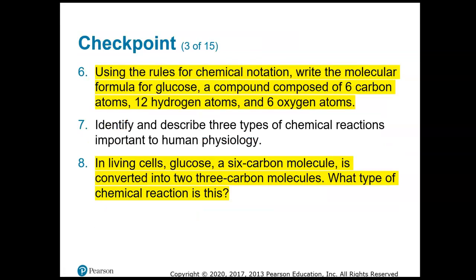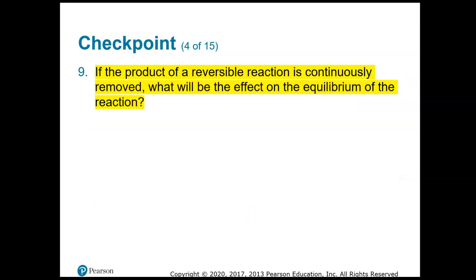When glucose is broken down into 2 3-carbon molecules called pyruvic acid or pyruvate, the breakdown of the glucose is a hydrolysis reaction. That's what you need to know.